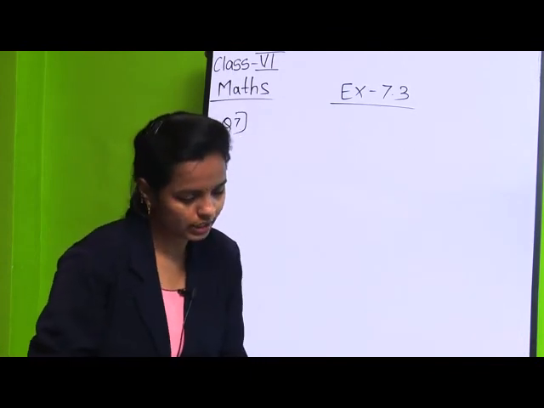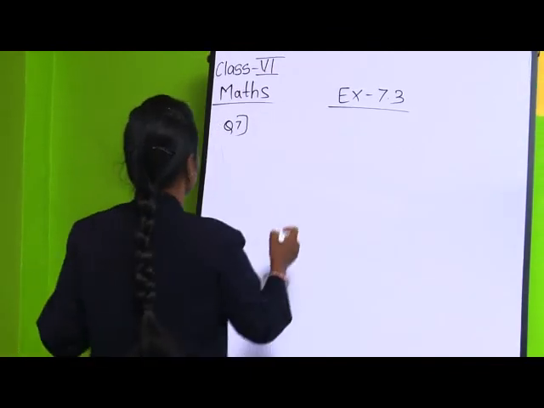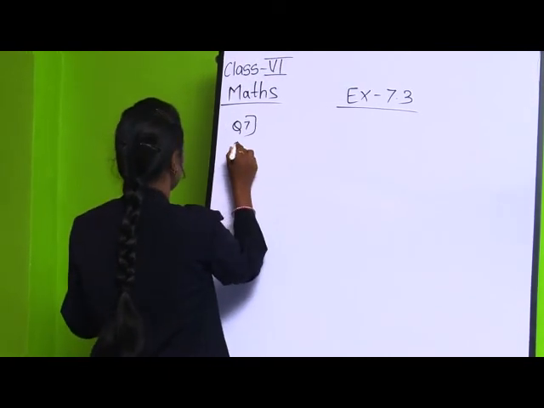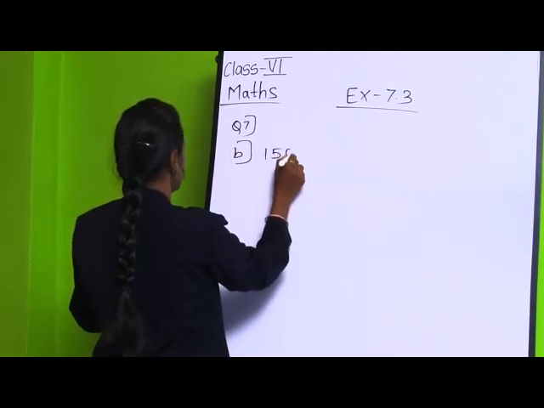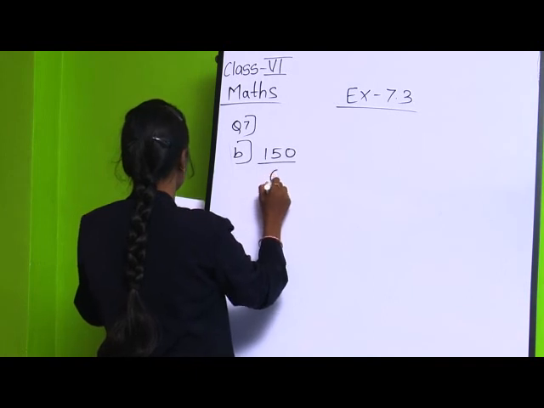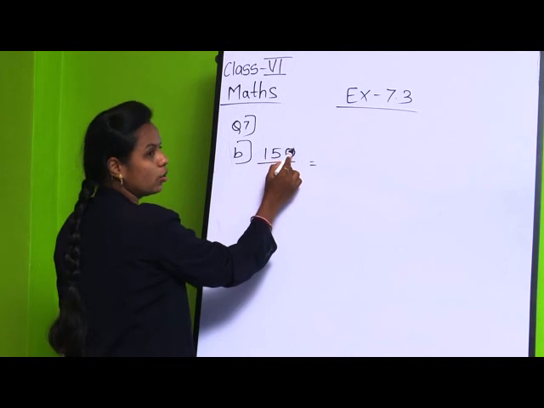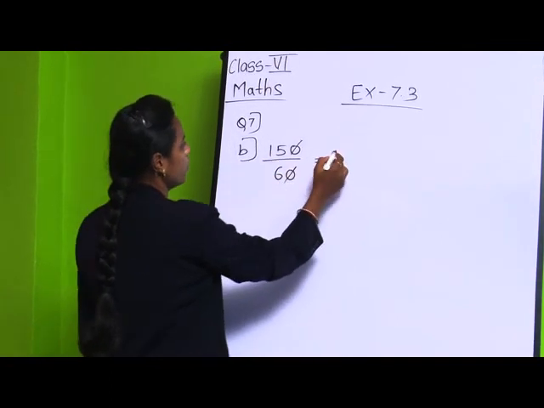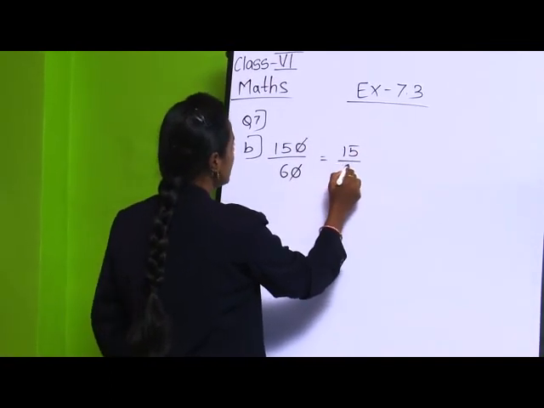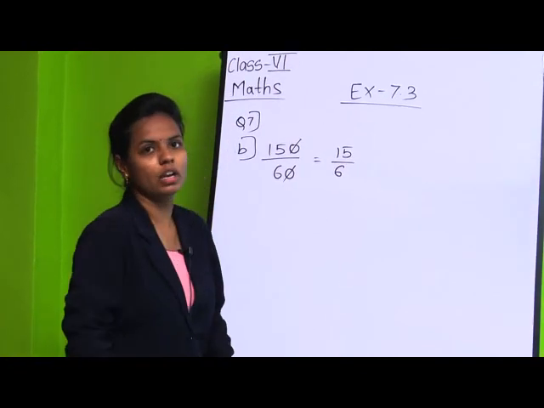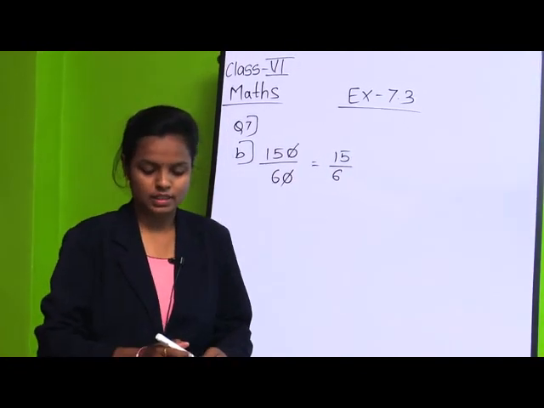The next question is 150 by 60. B1 we have 150 by 60. See here students, we can just cut out the 0. So we will be having only 15 by 6.